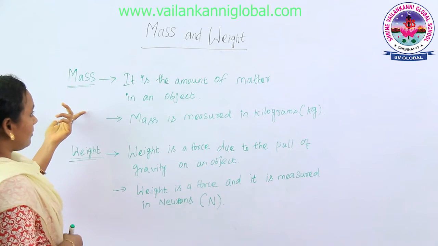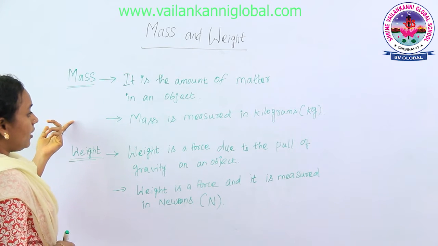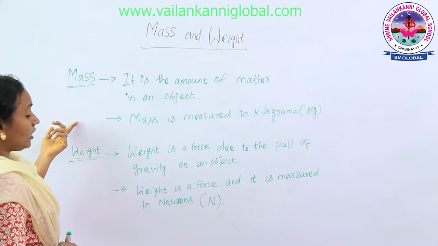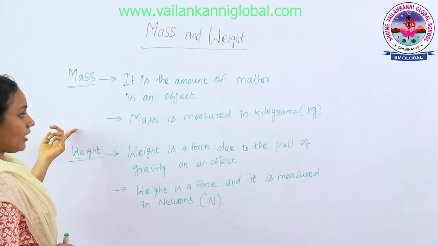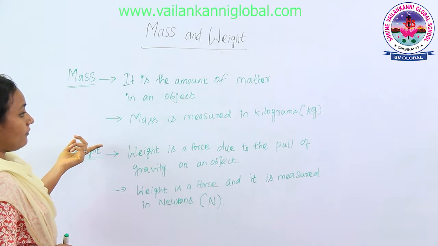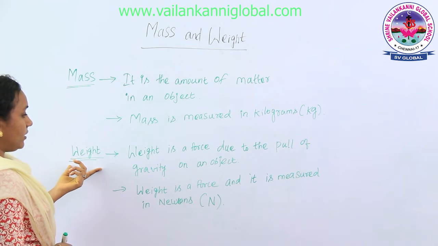So mass is the amount of matter in an object. We can measure the mass using kilograms. The unit of mass is kilogram or gram, but especially for this topic we are going to use only kilogram. The next one is weight.